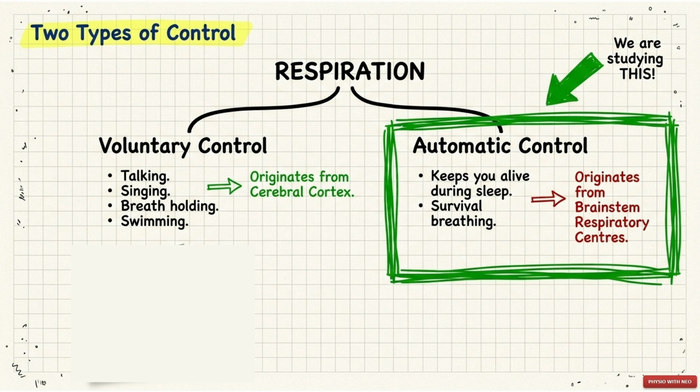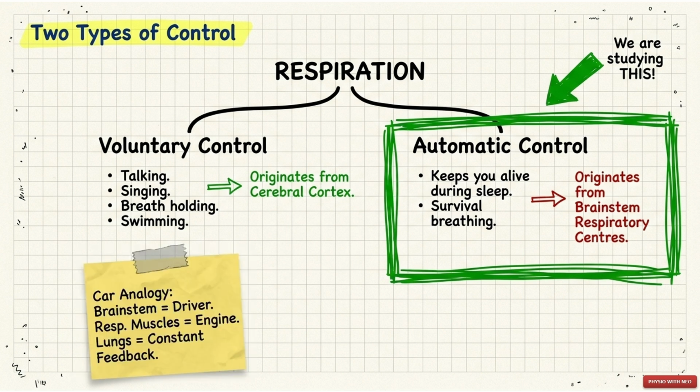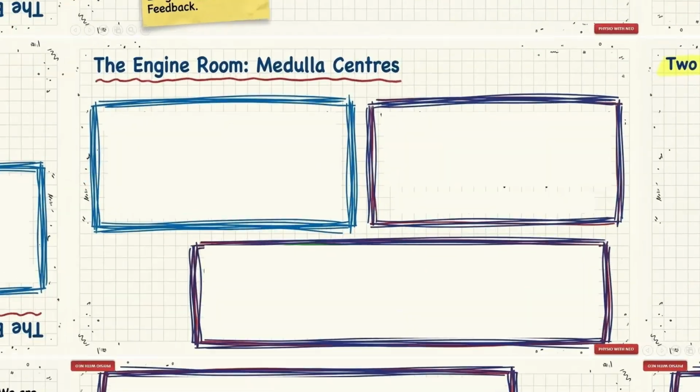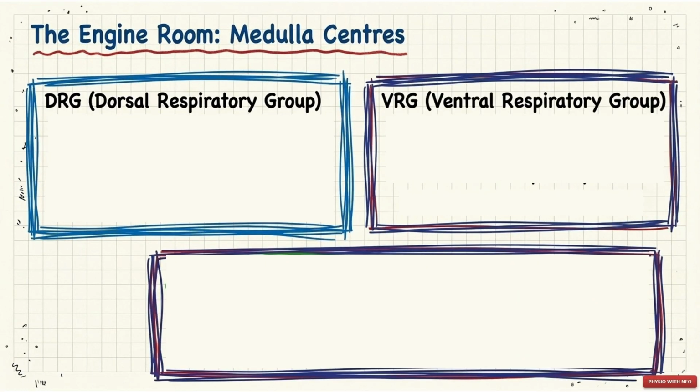Now this neural regulation of respiration you can remember by this car analogy, where the brainstem is the driver, the respiratory muscle is the engine, and the lungs give you constant feedback. There are 2 medullary centers. First is the dorsal and second the ventral respiratory group.